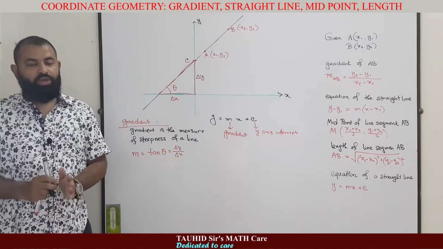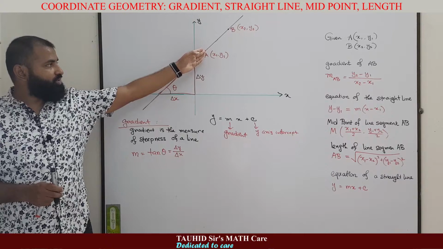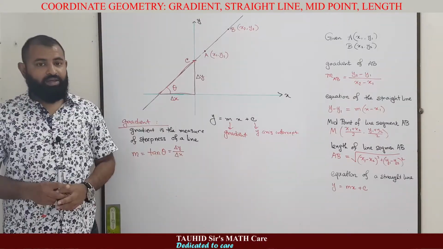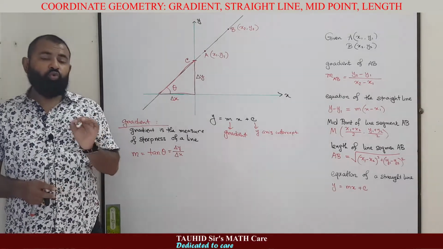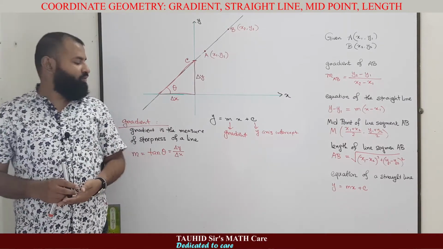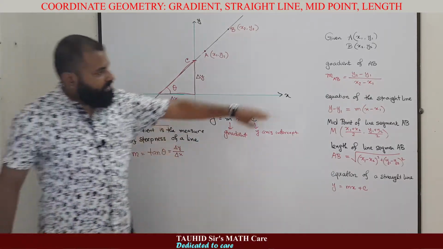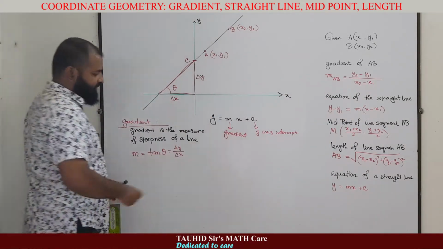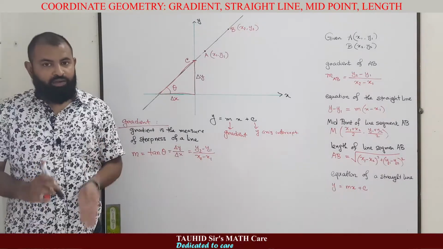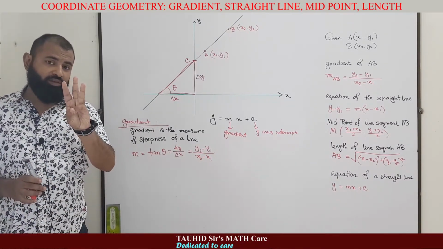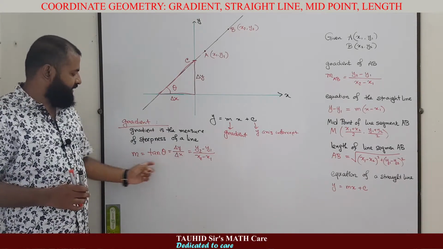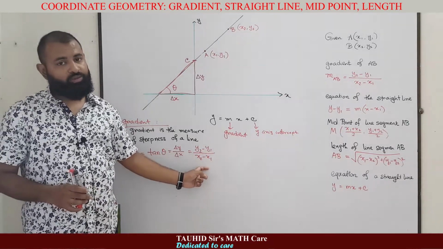Now consider that we have two known points on the straight line. One point is A and another point is B. In the case that we have two known points on the straight line and we know their coordinates, we can very easily find our gradient by a formula described here. And this formula is y2 minus y1 divided by x2 minus x1. Therefore, we got in total three definitions or three equations for gradient: m equal to tan theta, m equal to delta y by delta x, m equal to y2 minus y1 divided by x2 minus x1.